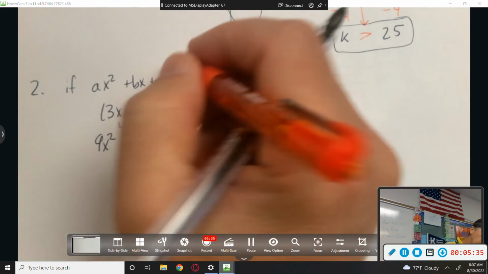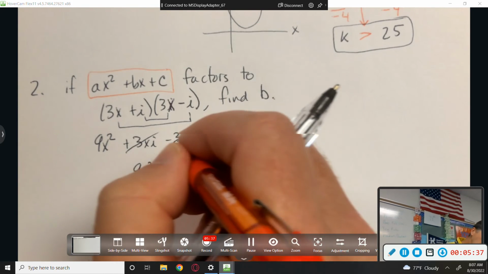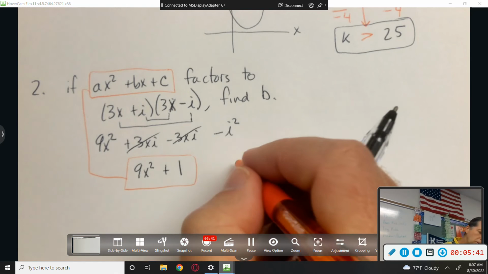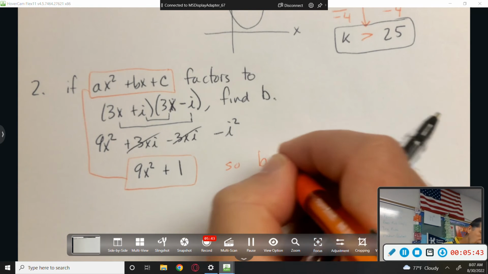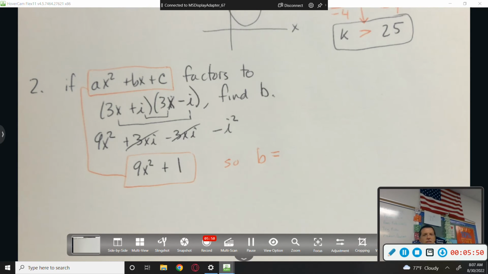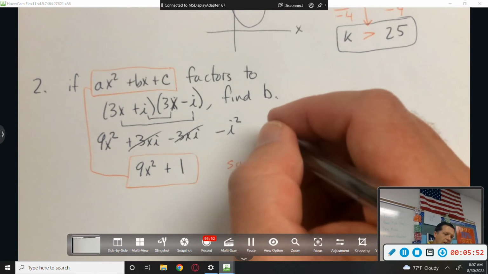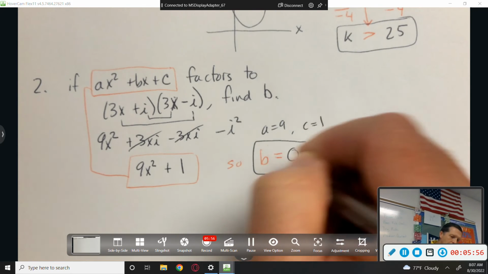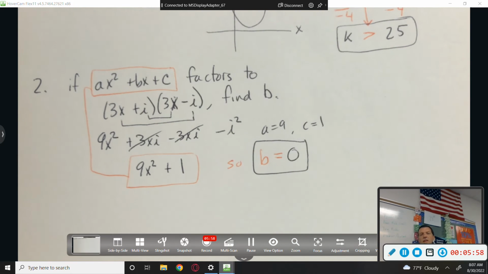So now we're just comparing ax squared plus bx plus c to 9x squared plus 1. So what does b equal? 0. A is 9, c is 1, but they ask about b, and b is 0. So it was a weird question, but it wasn't really a difficult question. You multiply it out and then figure out what b is.